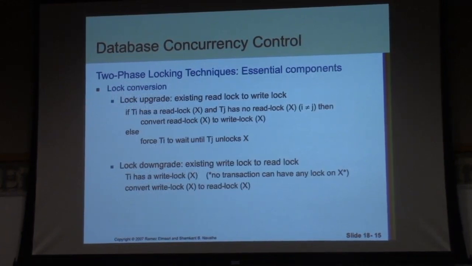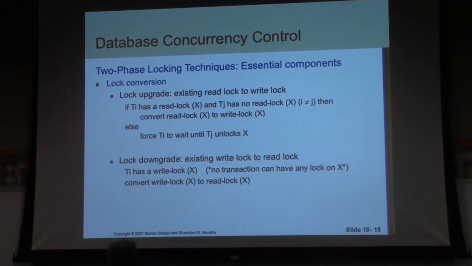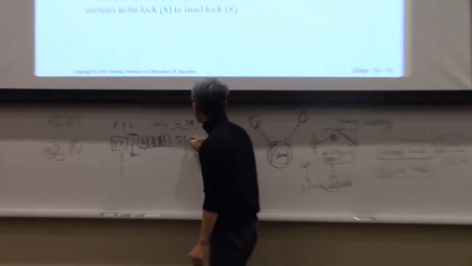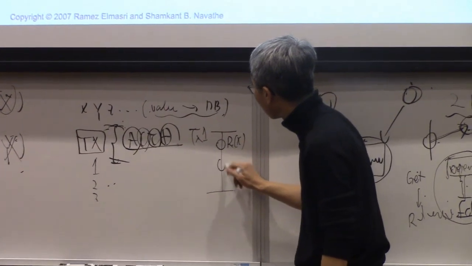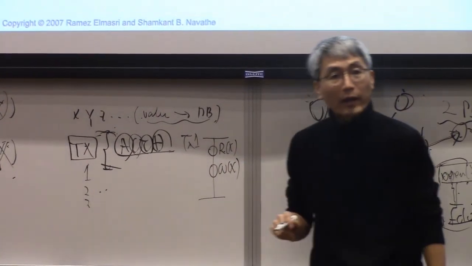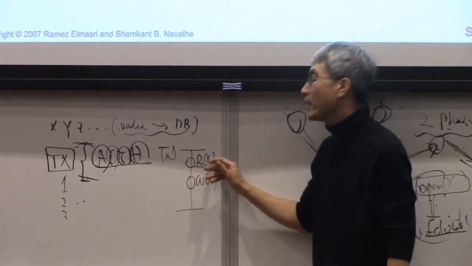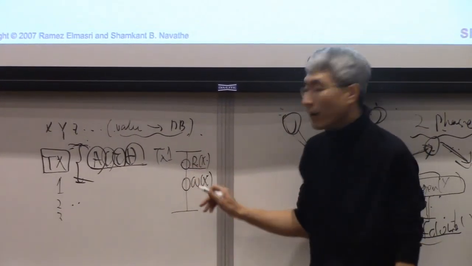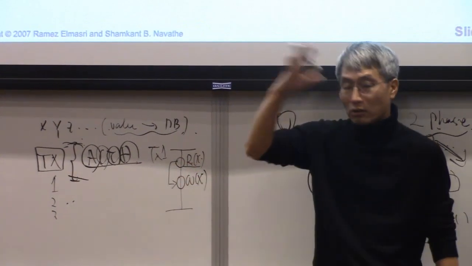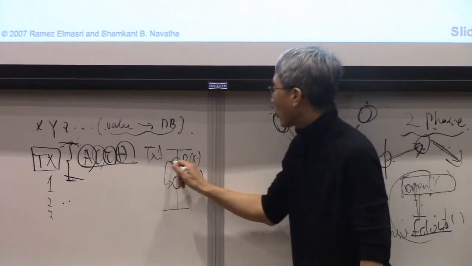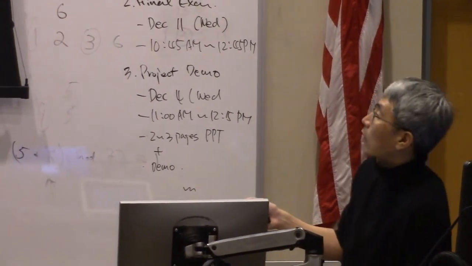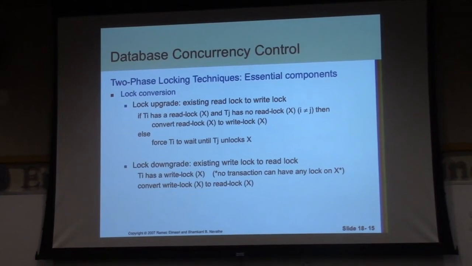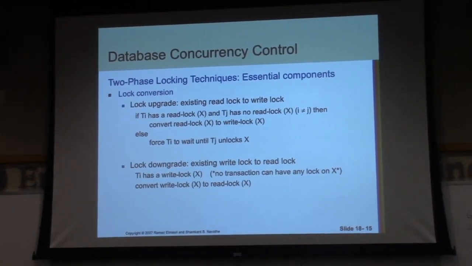Then sometimes one transaction has a begin transaction and end transaction, and in between, a read of data item X and a write of data item X. That may happen. At this time, instead of releasing the lock and getting a new lock for the same item, you can actually escalate, or promote, the lock from a read lock to a write lock. That is called lock conversion. There are two types: one is lock upgrade or promotion, and the other is lock downgrade, which is the demotion.